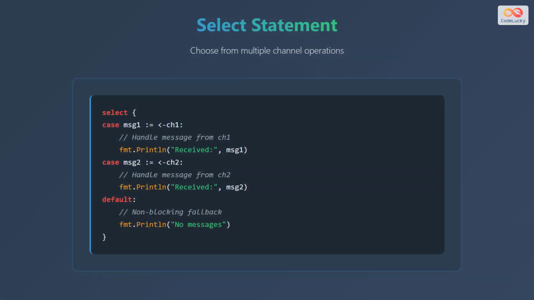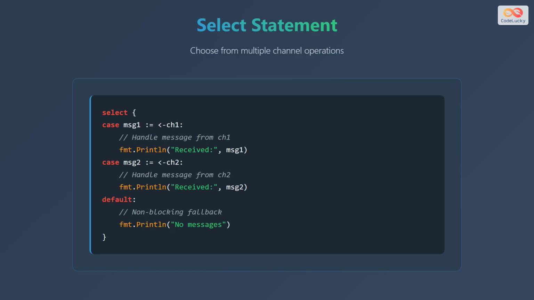The select statement lets you choose from multiple channel operations. It's like a switch statement but for channels. Here's how it works. The select keyword starts the statement. Inside the curly braces, you have multiple case clauses. Each case typically involves receiving from a channel. For example, case message1 := <-channel1. If channel1 has a message, this case will execute, and the message will be stored in message1.